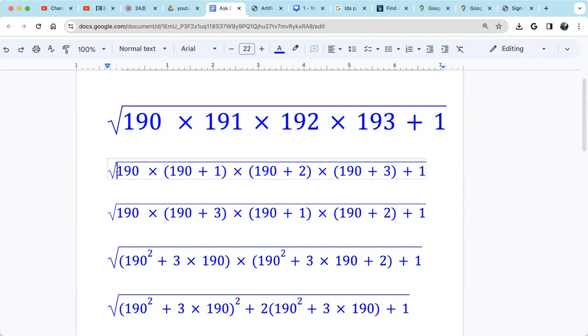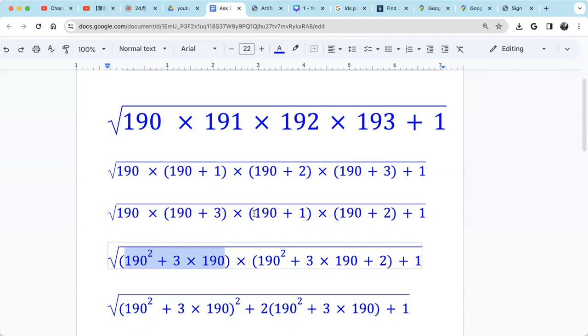Then we observe, right? We want to multiply 190 with 190 plus 3, and then multiply 191 with 192. Let's do that, but we don't want to calculate, we want to use algebra. So 190 times 190, we get 190 squared. Then 190 times 3, we want to write as 3 times 190. If you want, you could use parentheses as well. So we're treating this 190 squared plus 3 times 190 as one thing.